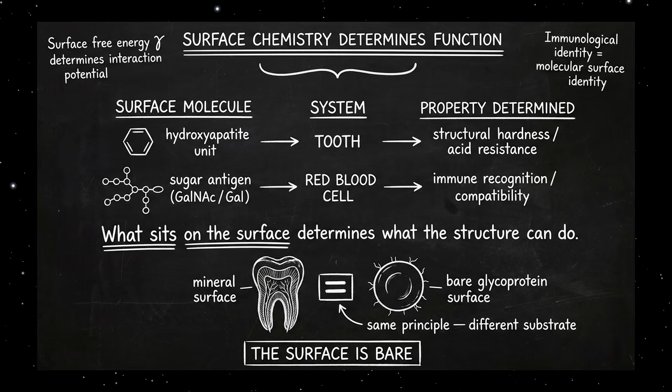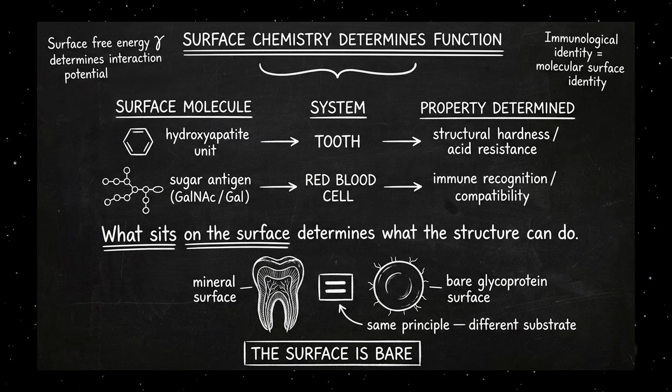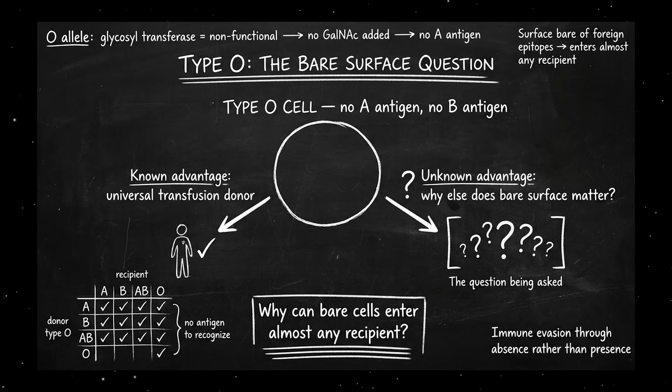This surface chemistry determines immunological properties, down to sugar-protein composition. Different surface. Same principle: what sits on the surface determines what the structure can do. The surface is bare. The enzyme is broken. The question is whether a bare surface matters beyond the transfusion advantage you were already told about. Why can bare cells enter almost any recipient?